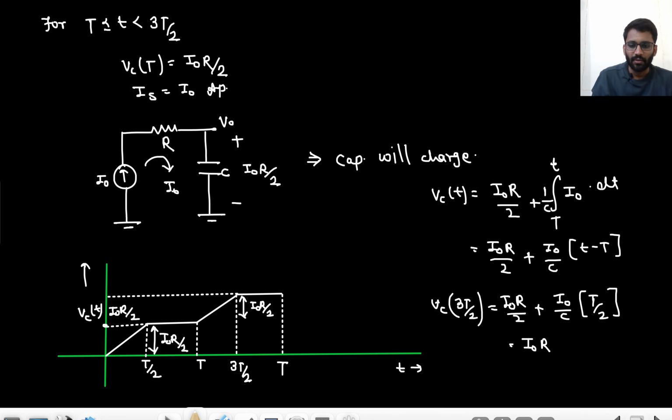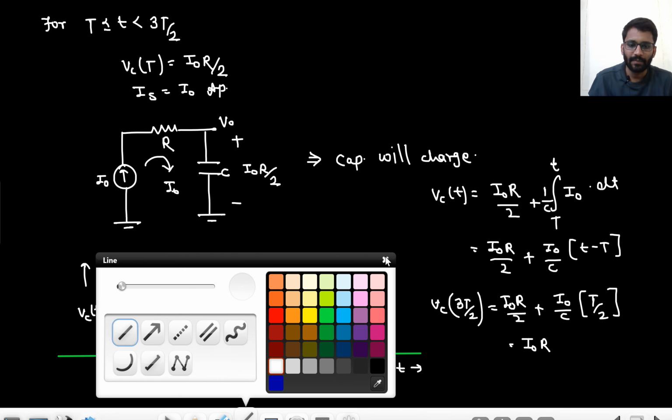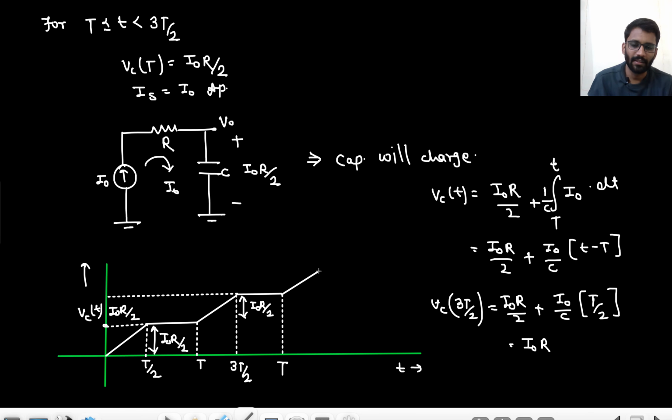Okay. So again what will happen? Again it will charge. Then it will remain constant. Then again it will charge. So the cycle will keep on repeating, right?